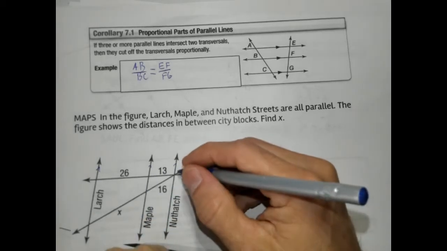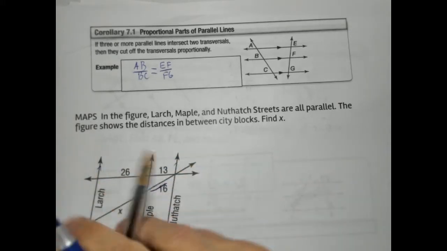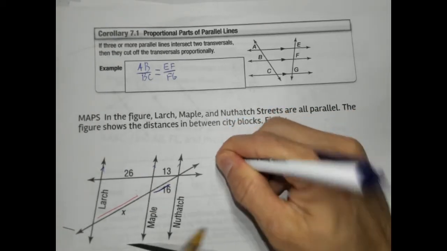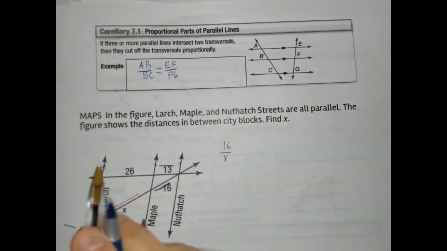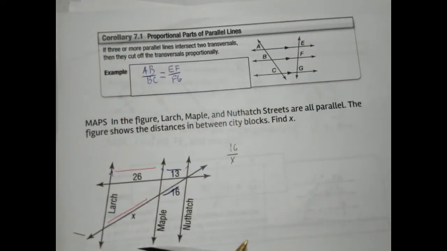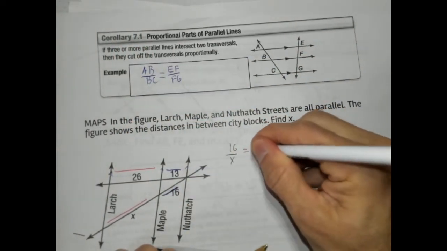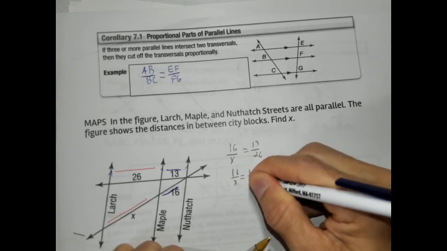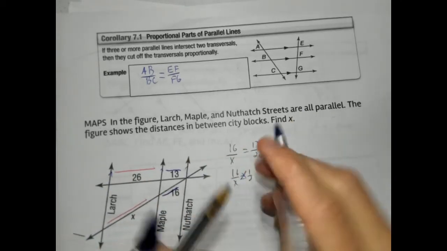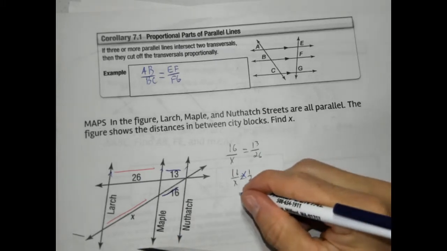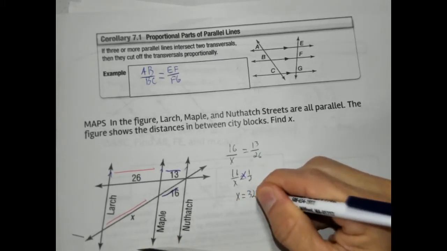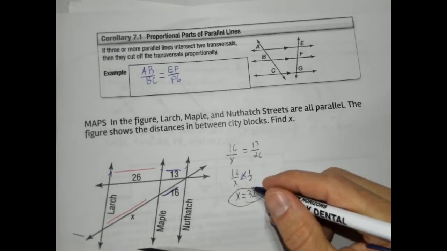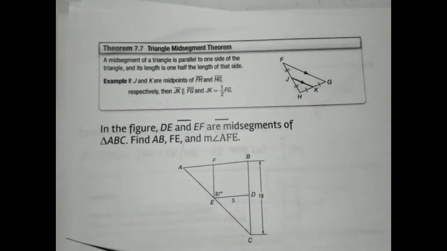So we're going to say blue over red. So 16 over X will be equal to blue over red. So 13 over 26. I'm going to simplify that. I know that's a half, so I'm going to say 16 over X is equal to 1/2. Now we're going to cross multiply. So 1 times X is X, 2 times 16 is 32. And there's no units, so X is 32. Pretty straightforward.